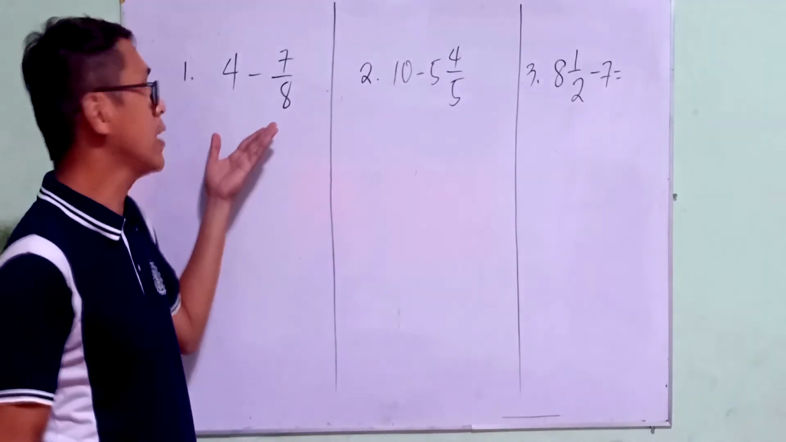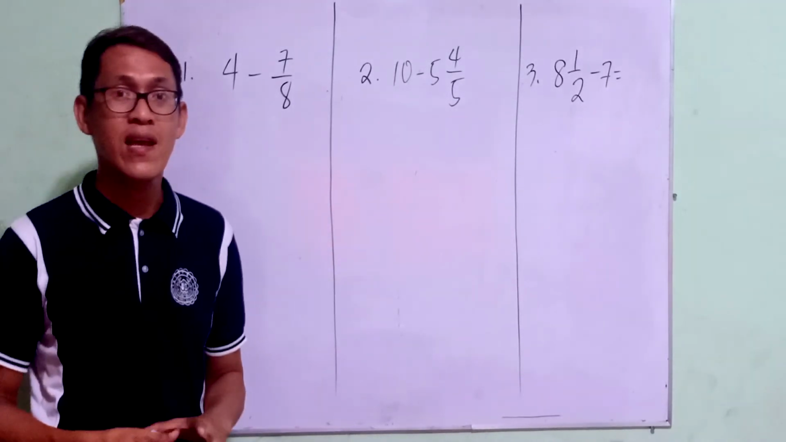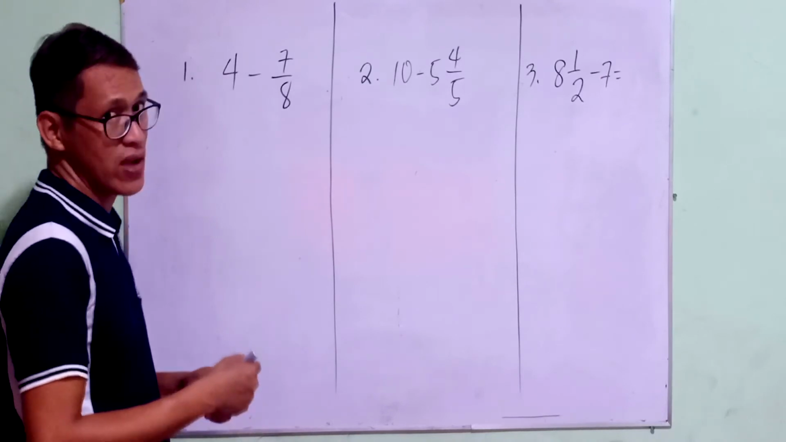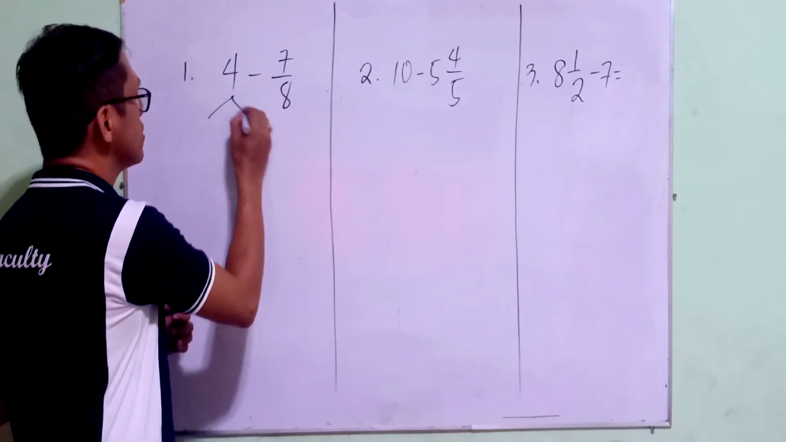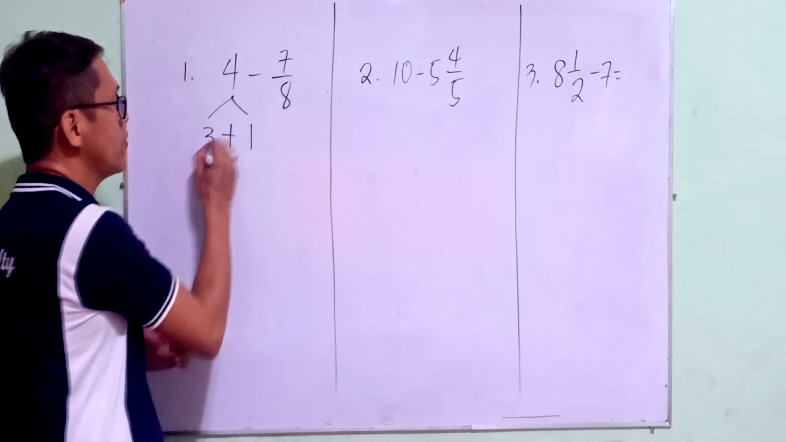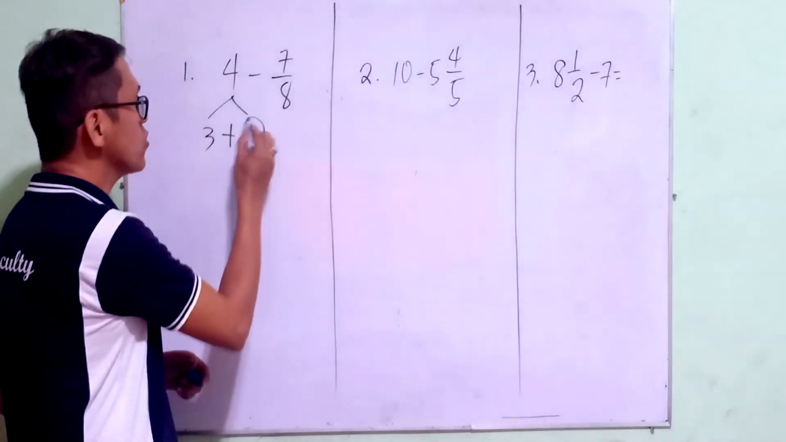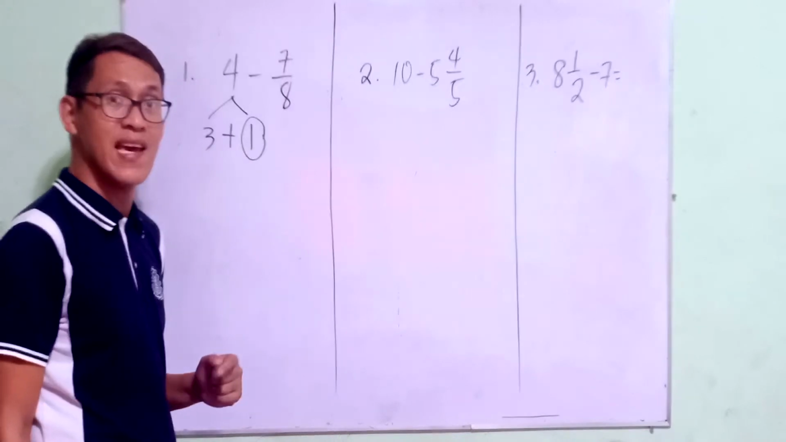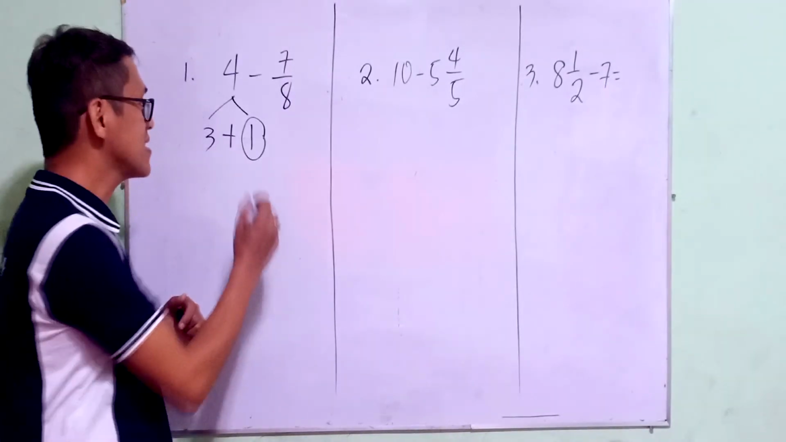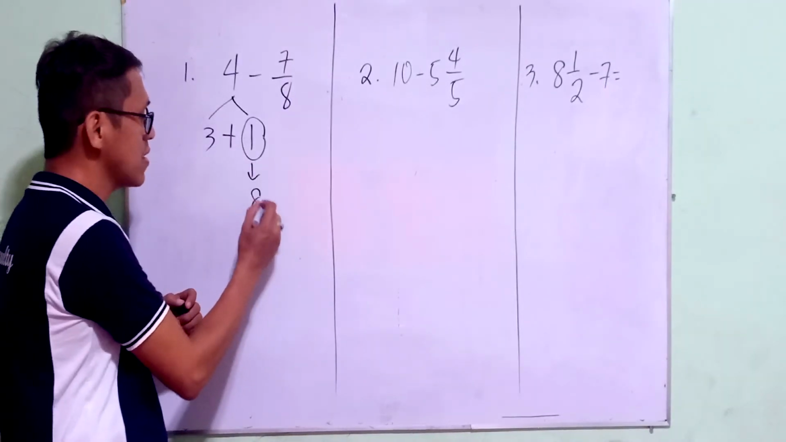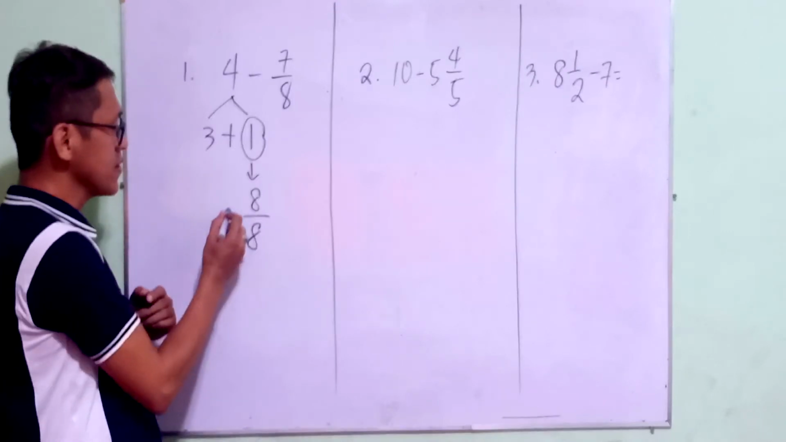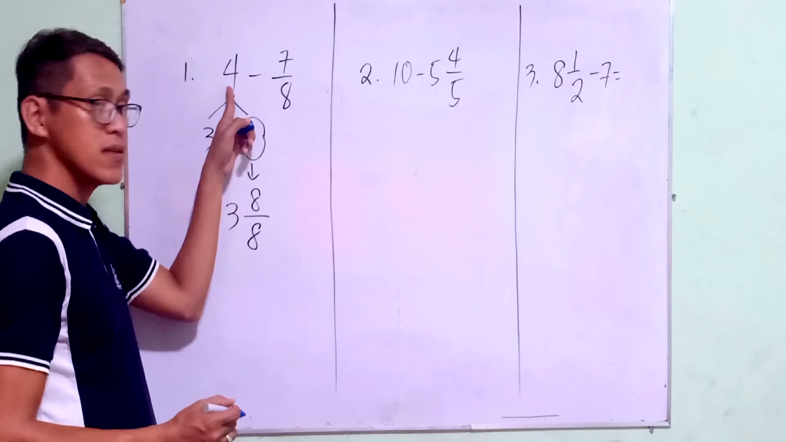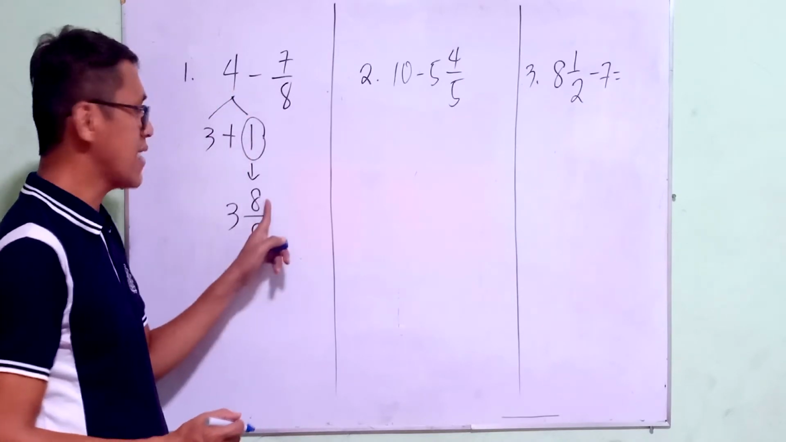Let's have the first one, 4 minus 7/8. Again, what will you do with 4 first? Yes, you have to borrow 1. So split 4 into 1 plus 3. Then change 1 to a fraction that is similar to 7/8. And that is, yes, 8/8. Then you put the 3 here. So 4 becomes 3 and 8/8.